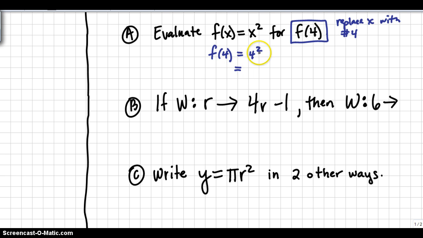So on this side, we would actually go ahead and calculate using the order of operations. 4 squared is 16, and so that's the answer. So you'd finish off by saying f of 4 is 16.